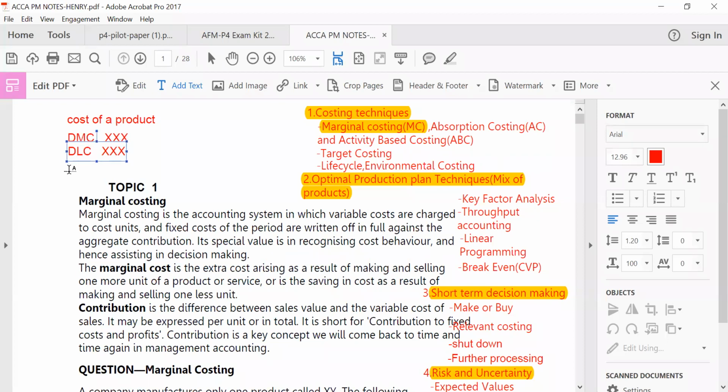We can have overhead cost. So I'll make it O/H to represent overhead. So when you sum these three things up, you now get the total cost of the product.